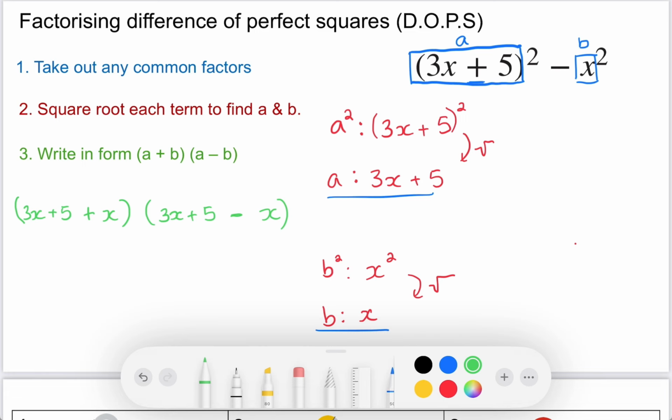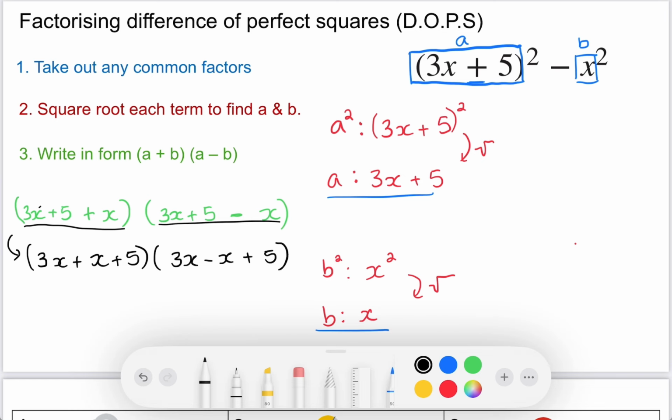The thing to note in this special case is that within both of these factorized brackets now, I actually have a pair of like terms. 3x and x are like terms. So I can simplify a little further. I'm just going to start by rewriting this, grouping my like terms. So in this bracket, I've got 3x + x + 5. And in the second bracket, I've got 3x − x + 5.